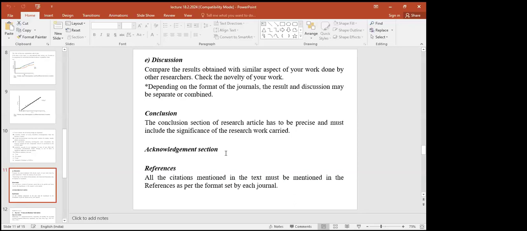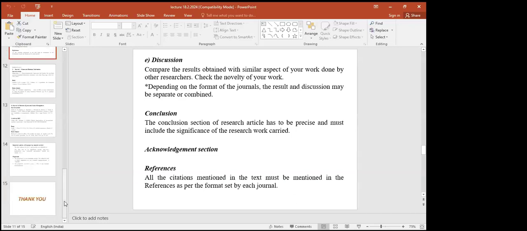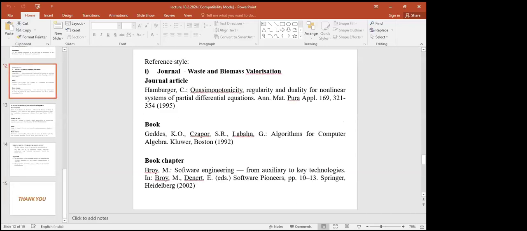Then is the references. Now all the citations, as I mentioned, whatever citations are coming in your discussion, introduction or methodology, must be mentioned in the references. References is nothing but you are expanding the citations. So that is called the references section, and all the citations have to be expanded and covered in the references.